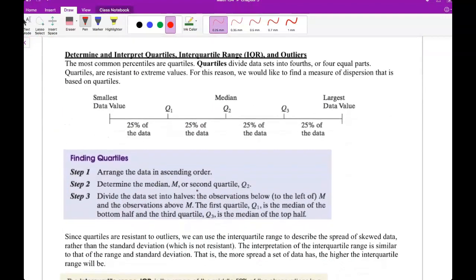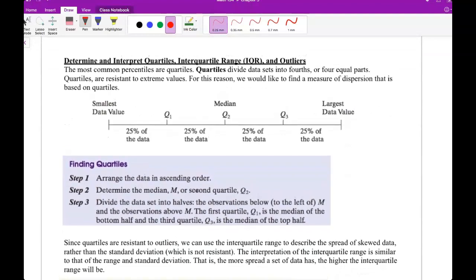Next page. Determine and interpret quartile, inner quartile range. So inner quartile range, we're going to use IQR, and outliers. Here again we have percentile, so it's starting from 0. This is what we have in between. So this is lower 50%. On the right side we have upper 50%.